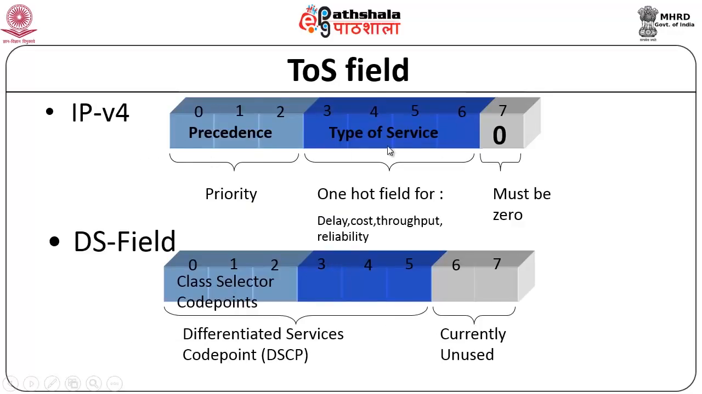So look at this type of service field. In IPv4, this is basically how the QoS field looks like, right? So you have the first 3 bits used for precedence or priority, and the next 4 bits are used to specify delay, cost, throughput and reliability, whether you want this packet to be forwarded based on delay requirements or cost requirements, throughput requirements or reliability requirements, and the last bit is 0.